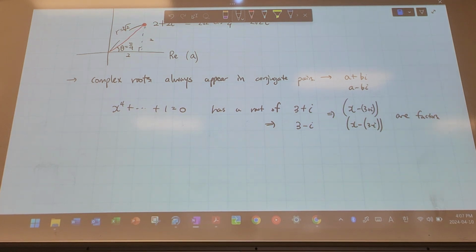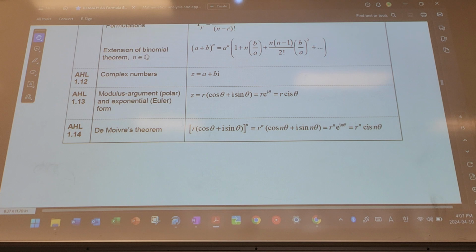One more thing when we talk about complex numbers is De Moivre's theorem. We see that in the formula booklet, but it doesn't really look like one. Basically, when do we use it? It's when you try to raise a complex number to the power of n. So we can use this to kind of go the reverse way.